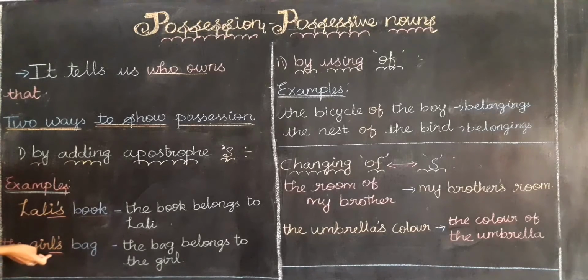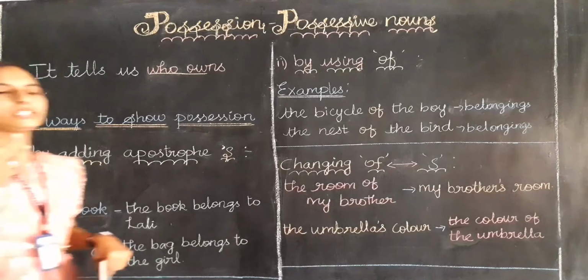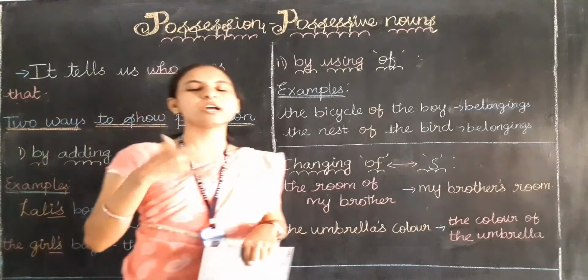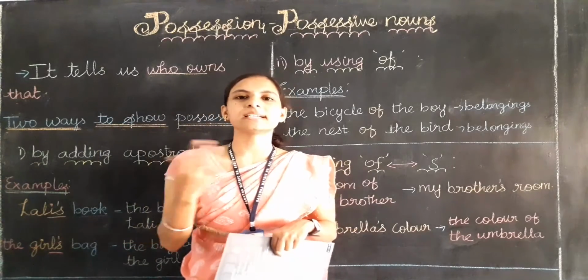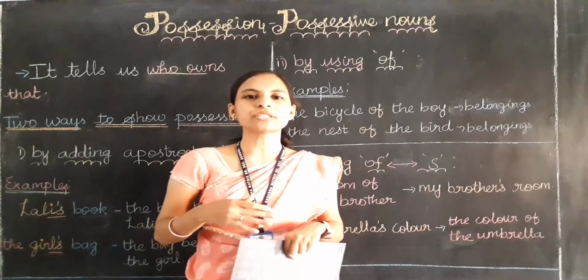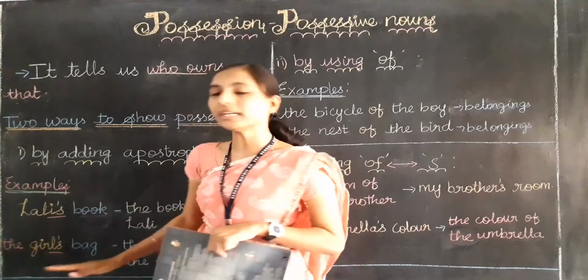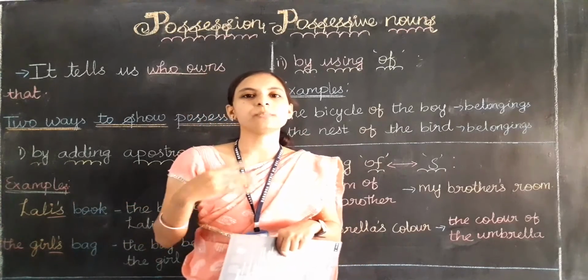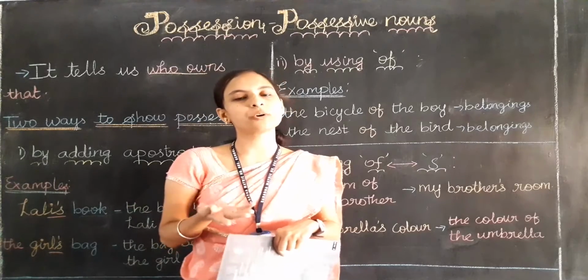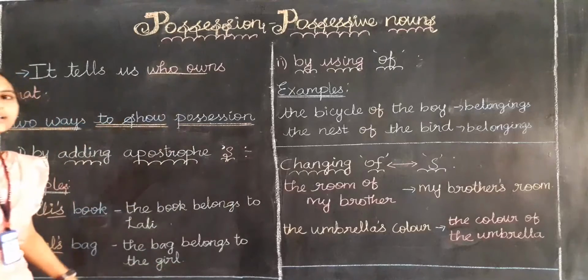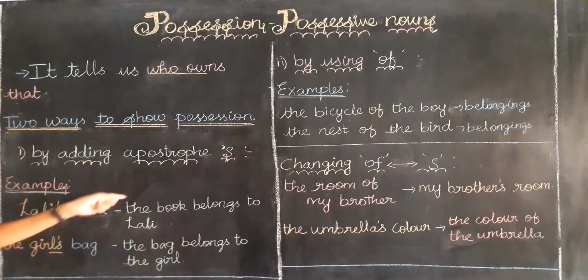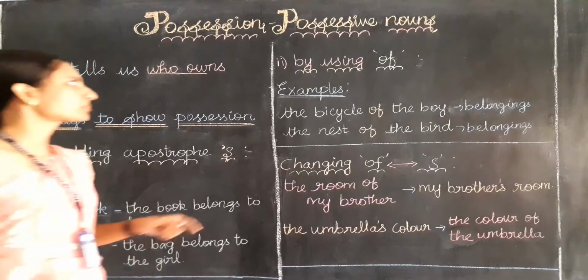The same goes for girls. Suppose we are talking about a bangle which belongs to the girl, we can say the girl's bangle, the girl's dress. By adding apostrophe s, we show the ownership, or the possession, of the thing. So this is the first way. Is it easy? Yes. Let's learn the second type.